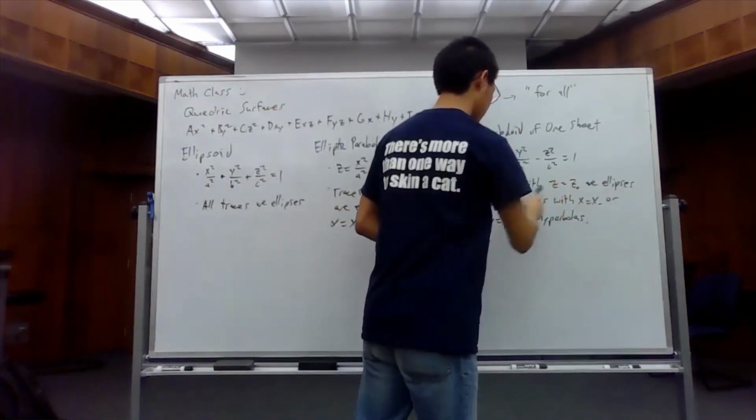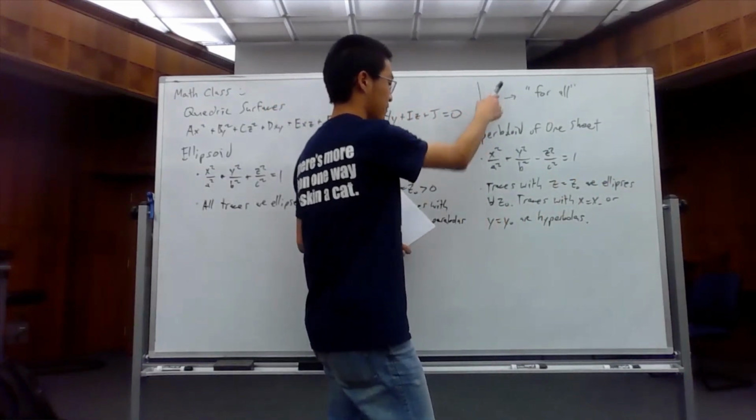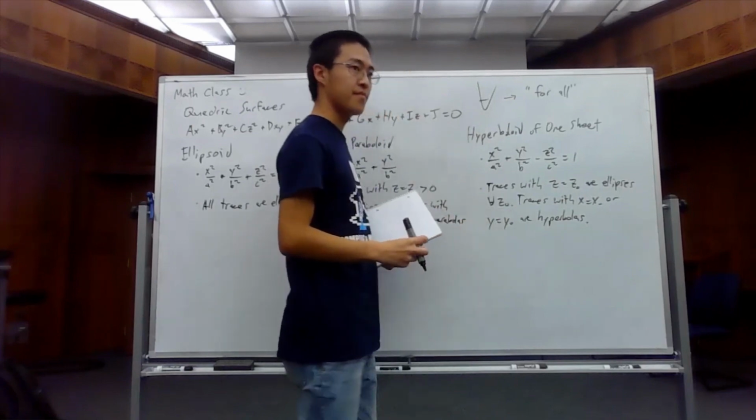But what does that say after ellipses? Here, no, after that. Yeah. That is, so that's the symbol for all. Oh, okay. For all z naught. Oh, okay. Yep.